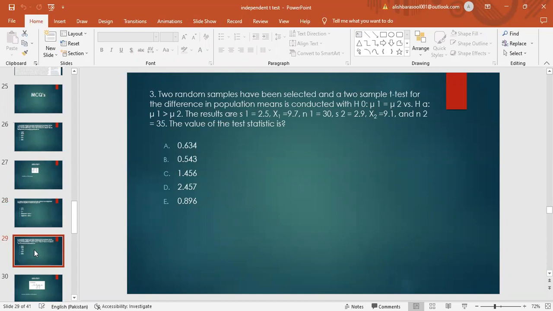Third, two random samples have been selected and a two-sample t-test for the difference in the population means is conducted with null hypothesis mu1 is equal to mu2 versus alternative hypothesis mu1 is greater than mu2. The results are S1 2.5, X1 9.7, N1 30, S2 2.9, X2 9.1, and N2 35. The value of the test statistic is: A 0.634, B 0.543, C 1.456, D 2.457, and E 0.896.